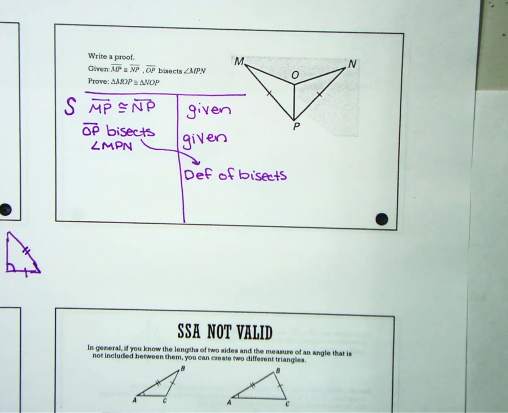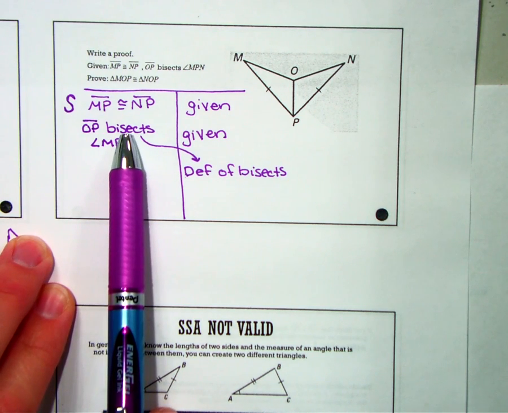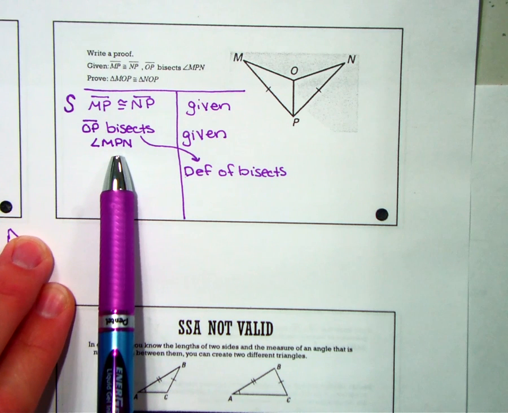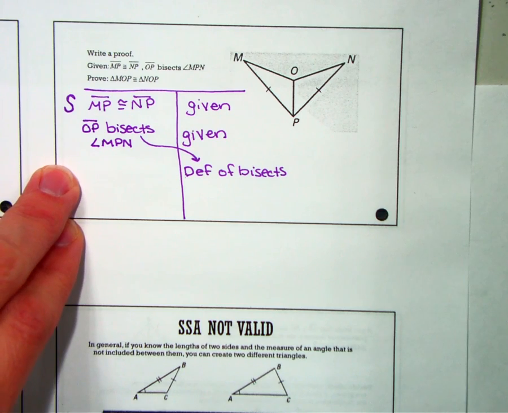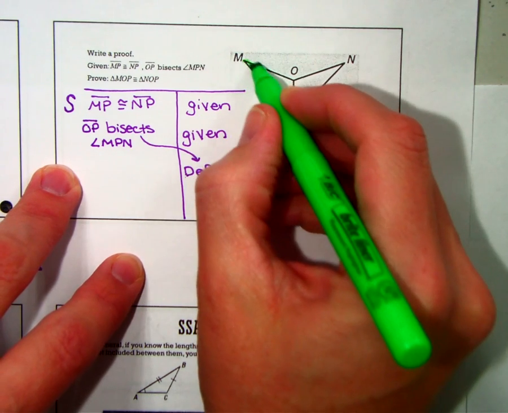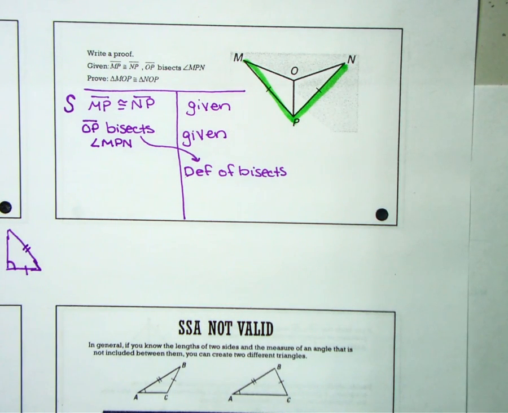But that's only half the battle. Like, I know it's supposed to be definition of, but what do I say by definition of? So now you actually have to use your logic skills and your reasoning skills and figure out what am I actually going to say by definition of. Okay, this is what it's saying. OP is cutting this angle into two equal parts. So we need to go to this angle, MPN. Grab my highlighter out again. MPN. And you need to cut that angle into two equal parts.